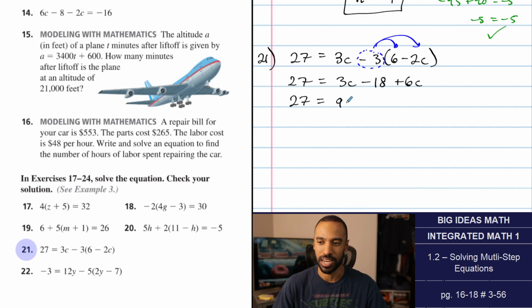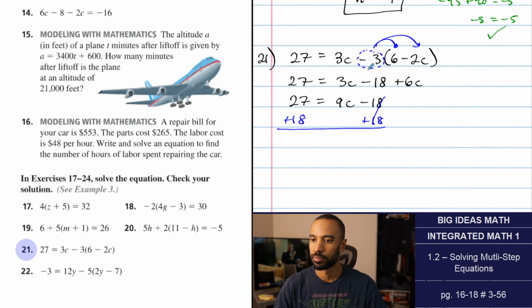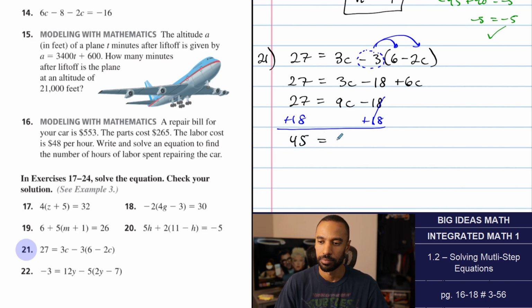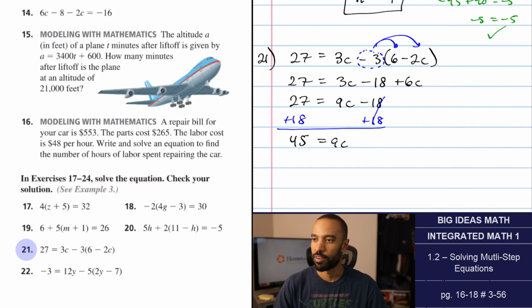3c plus 6c is 9c as we combine and simplify that right side. Now let's get this term by itself by adding 18 to both sides. Shall we? That's 45. What's 45 divided by 9? 5.